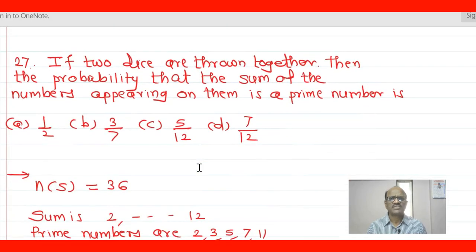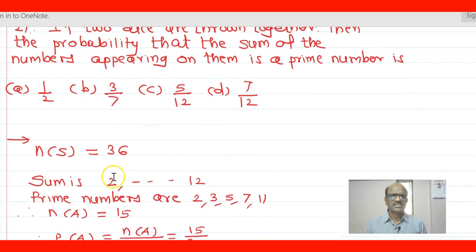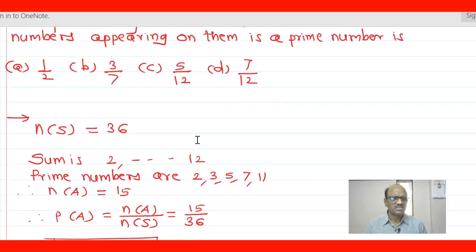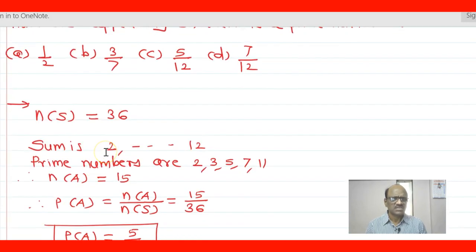Now the next problem is: if two dice are thrown together, then the probability that the sum of the numbers appearing on them is a prime number is. Now we will see this: n of S is equal to 36. When two dice are thrown, we get n of S is 36. Then what should be the sum? The sum starts from 2 to the last, 12, but the numbers must be prime: 2, 3, 5, 7 and 11.